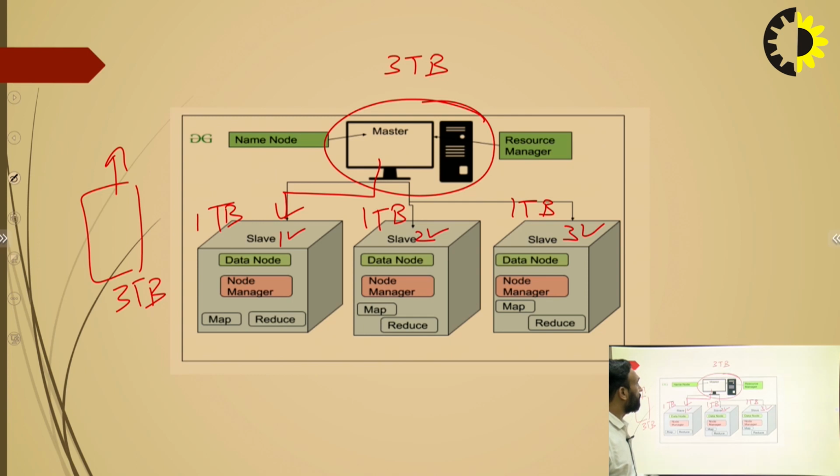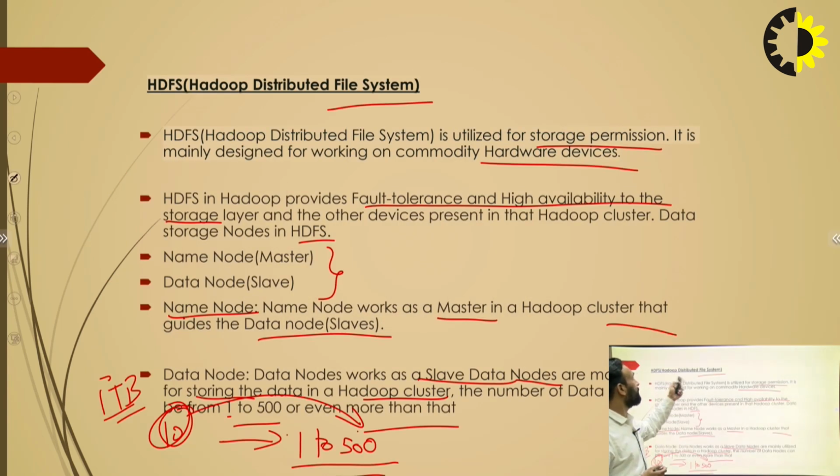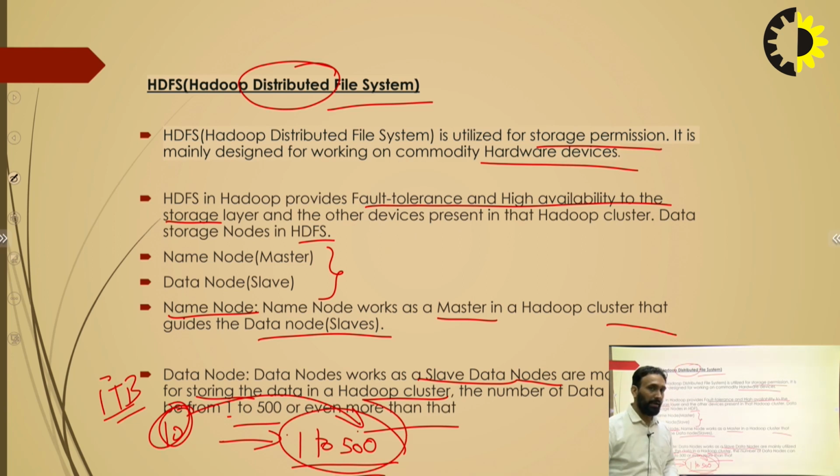So these are the first two components of the Hadoop architecture. The first one is MapReduce and the second one is HDFS, the Hadoop Distributed File System. As the name suggests, all the data is stored in a distributed manner to make it fast to access from the nodes, and the nodes may vary from 1 to 500.